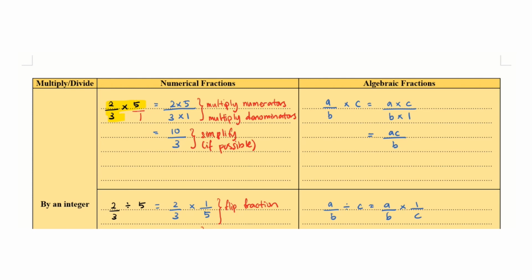So having an integer in place doesn't quite make any difference. We will just go through the same steps where we multiply the numerator and also multiply the denominator, and then we simplify our answer if possible.